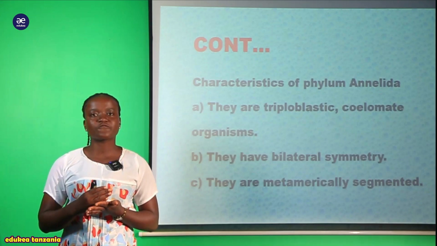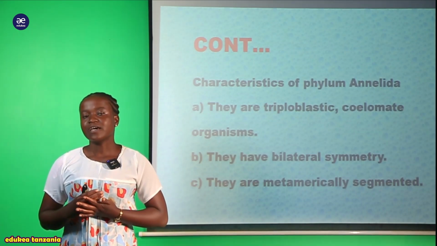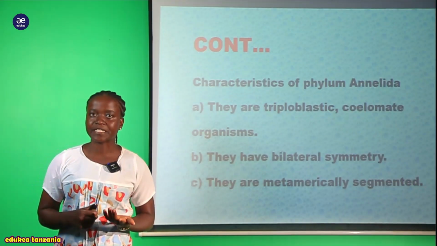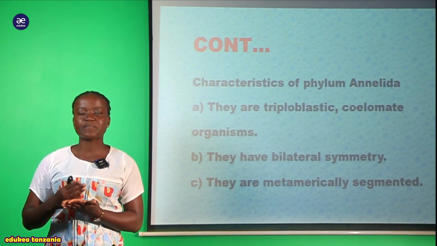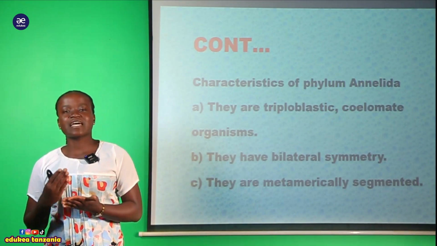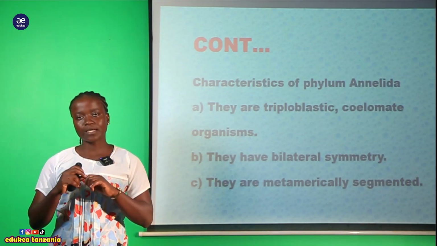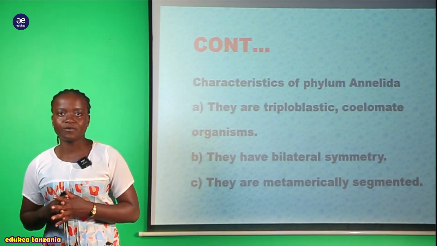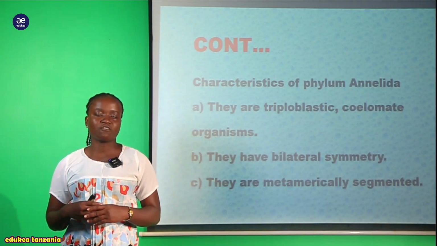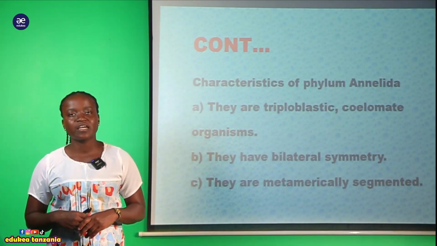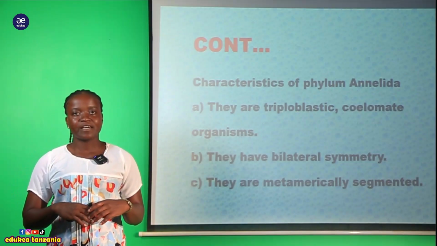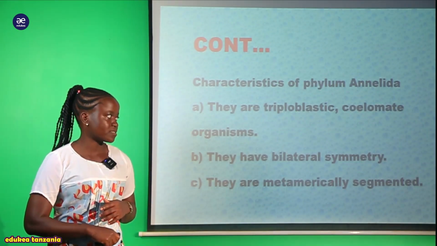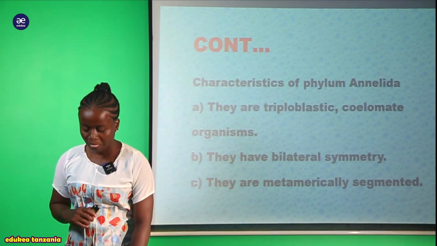Earthworm consists of different kinds of segments, and that is what brings about metamerically segmented. So they have many small segments in their bodies. So if you look at the structure of the earthworm, now you can see. When we go further, discussing the structure of the organisms found within this phylum Annelida, you will be familiar with those metameric segments that these organisms possess.